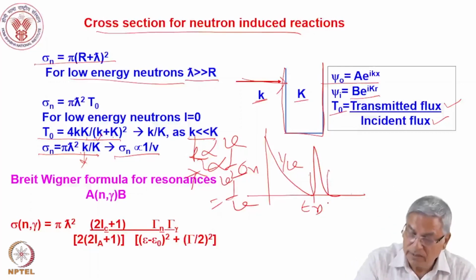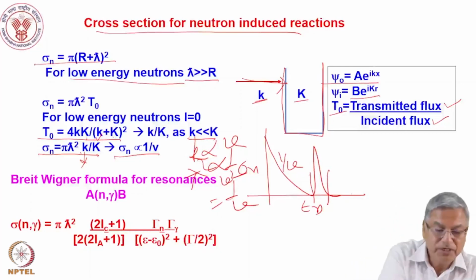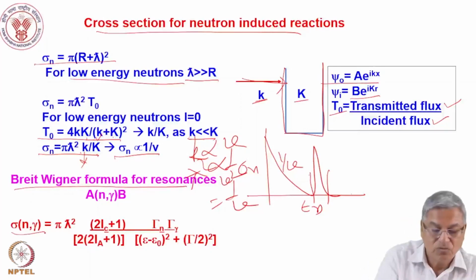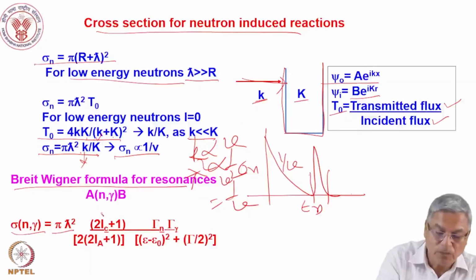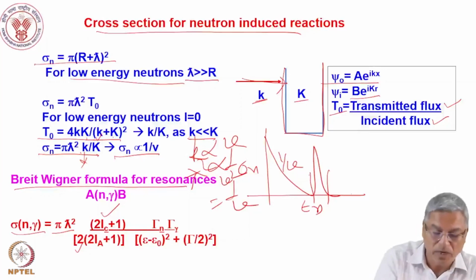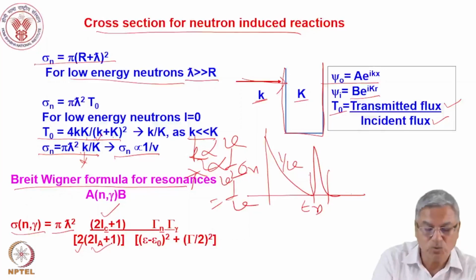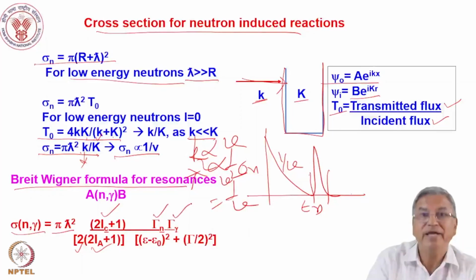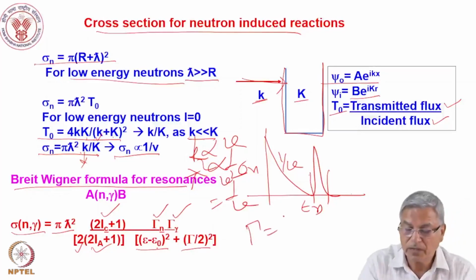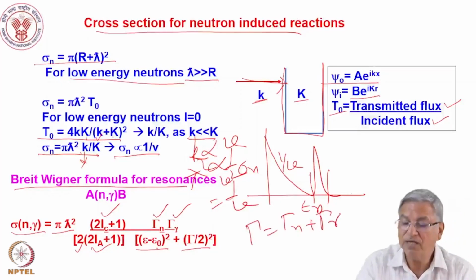Then for the resonance region, Breit and Wigner gave a formula for resonances for the n,γ reaction, which is in terms of πƛ². It contains the spin factor: the spin of the compound nucleus, (2J + 1), where 2s + 1 is 2 for the neutron spin, and the spin of the target nucleus 2I_A + 1. The width for neutron decay times gamma decay, upon (E₀ − E)² plus (Γ/2)². Γ is nothing but Γn plus Γγ.